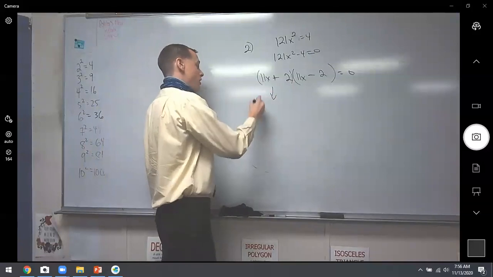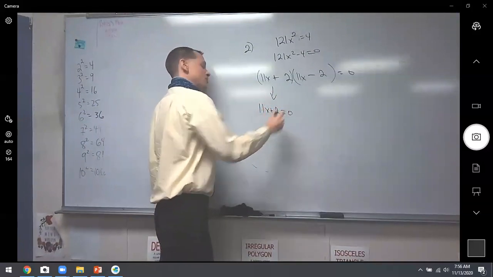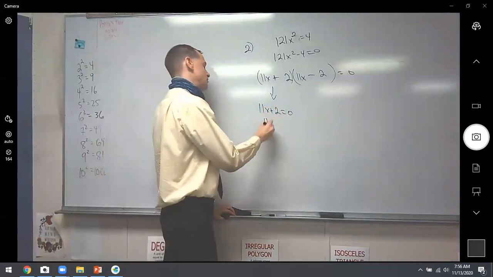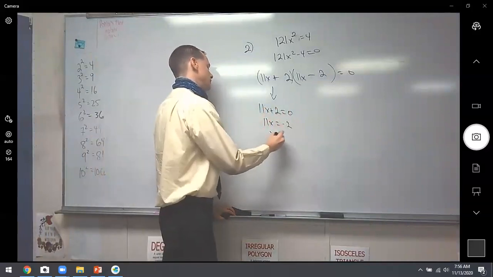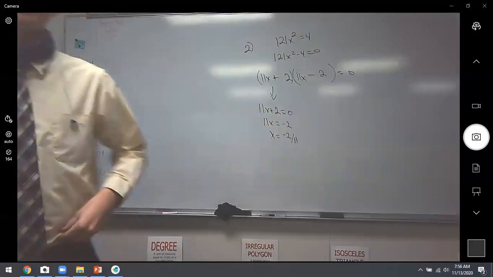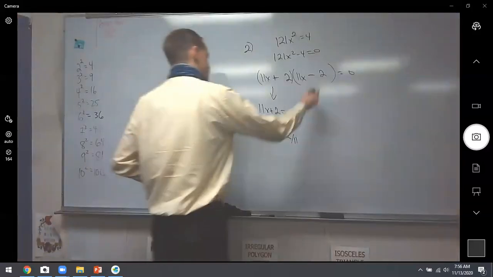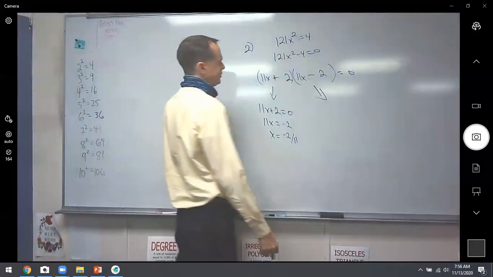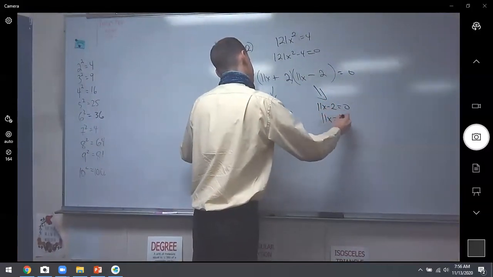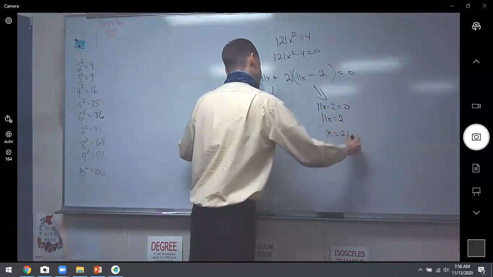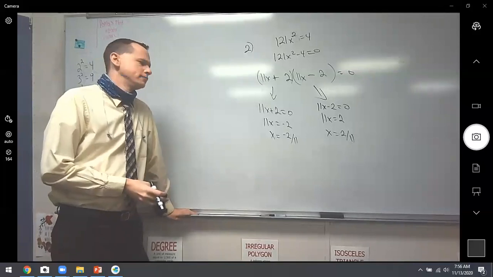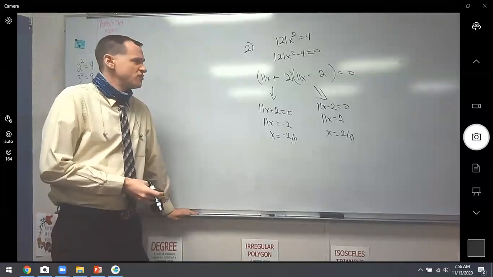So let's go see when they're 0. If 11x plus 2 is 0, then we'll move the 2 to the other side. Now it's 11x equals -2. And dividing by 11, one answer would be -2/11. This factor right here, well, if 11x minus 2 equals 0, then 11x equals 2, and this time x equals positive 2/11, which is just fine by me. Score. That was fine. I like that.